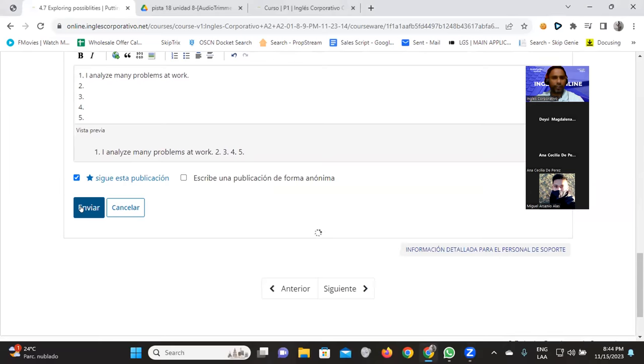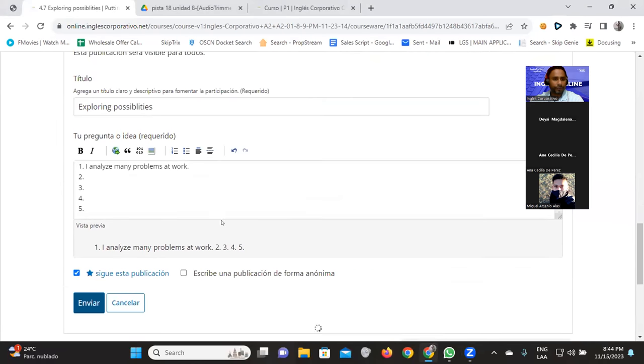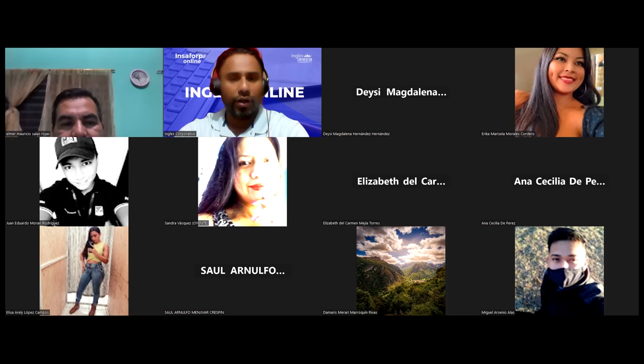And then when you finish, you're going to send it over here to the discussion box. You got it? Okay. We're going to work in pairs. One student can share the screen. Ready? Let's go.